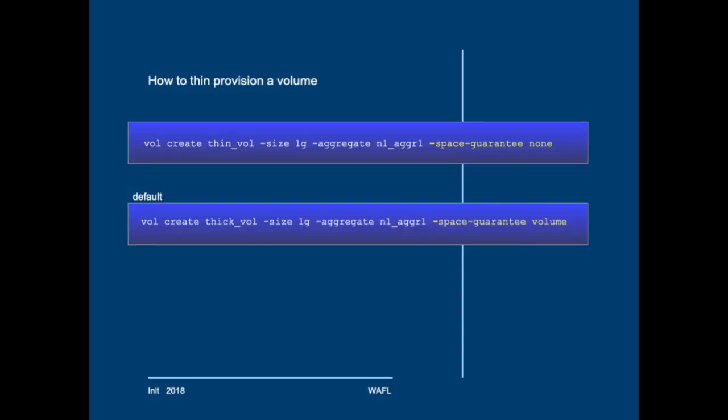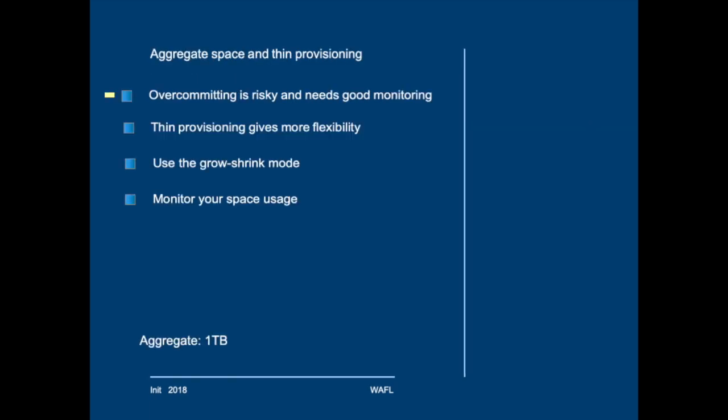Now to create a thin provision volume, you would use the parameter space guarantee none. By default, the space guarantee parameter is set to volume, which means thick provisioning or full provisioning. So again, space guarantee none means you create a thin provision volume. So overcommitting is very risky and calls for very good monitoring. And thin provisioning gives you a lot more flexibility, especially when you use the grow shrink mode, and you should always monitor your disk space anyway.